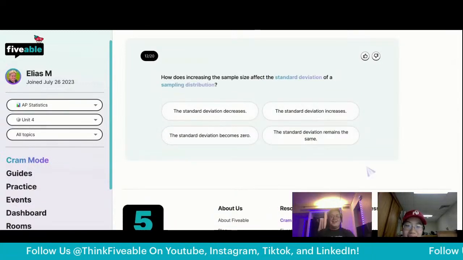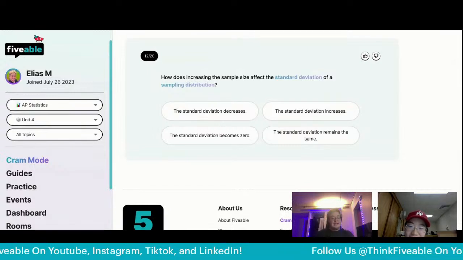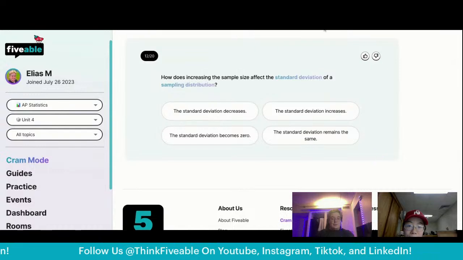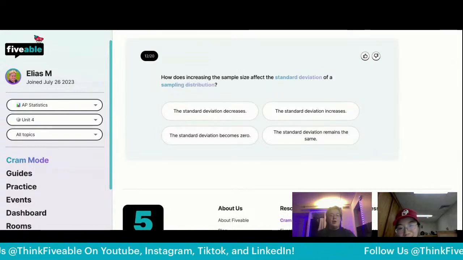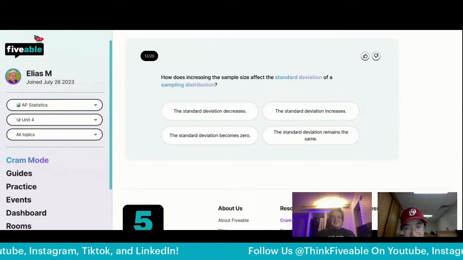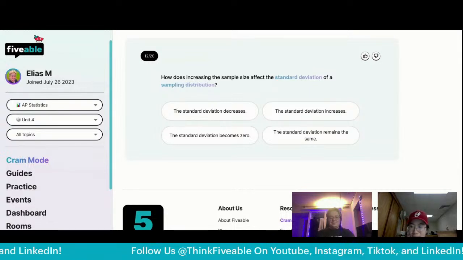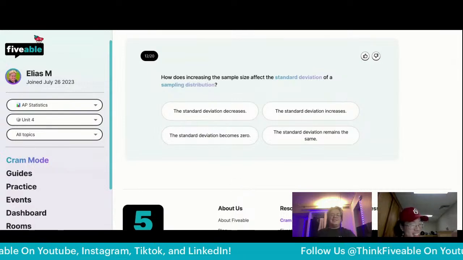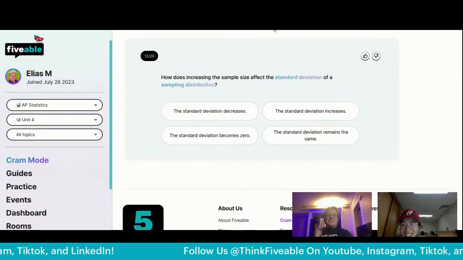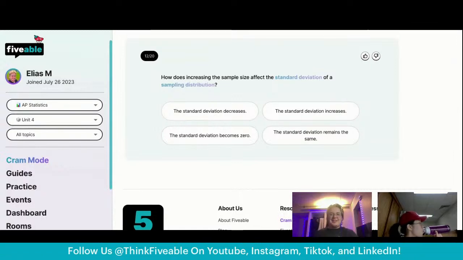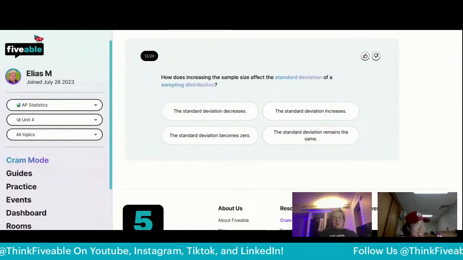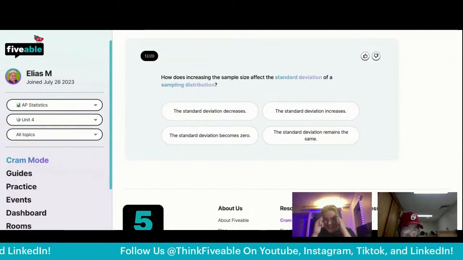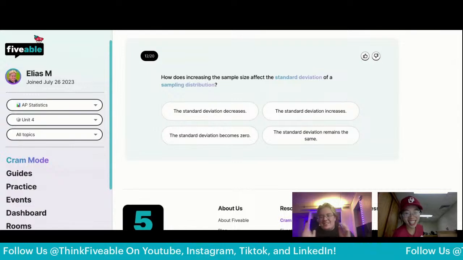I've learned a lesson. How does increasing the sample size affect the standard deviation of a sampling distribution? Okay, I'll give you a hint here, and it's not going to be that the standard deviation becomes 0, because increasing the size doesn't mean everything becomes identical. Fun fact, not how that works. You can pick as many things as you want, but it won't make them all the same.